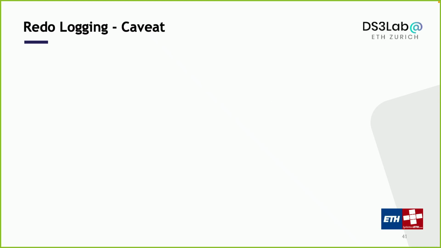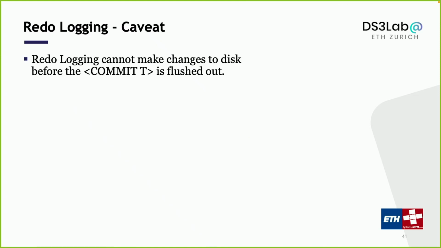There is a small caveat about redo logging. Whenever we think about redo logging, we always think as if when I flush out my log or make changes, I can change the value of a single object. But that's not true, actually, if you think about it. Redo logging cannot make any change to disk before the commit record is done. Okay? So that is what we need.